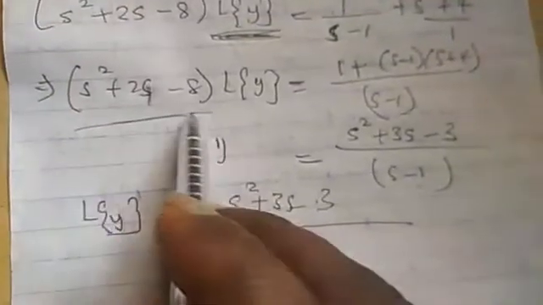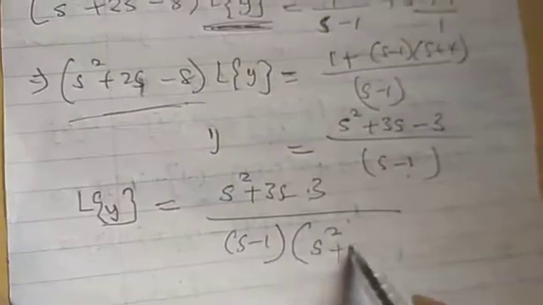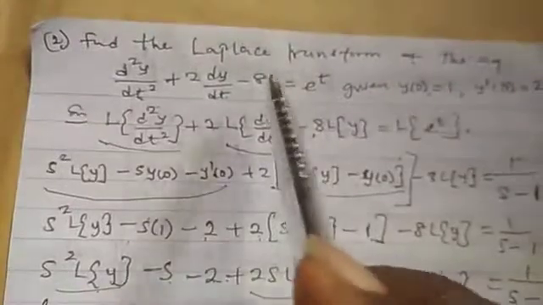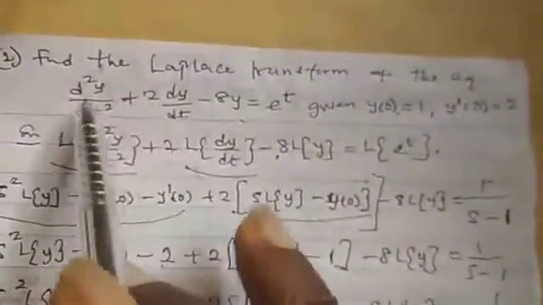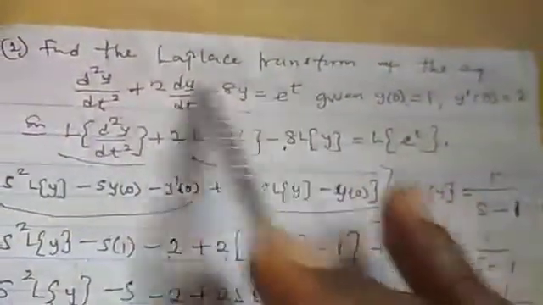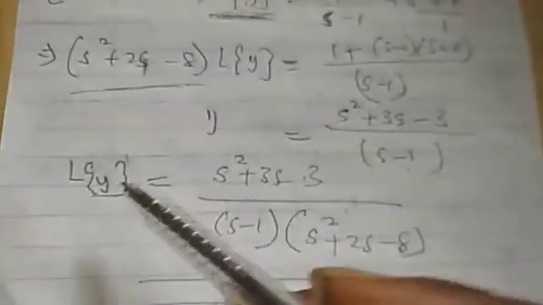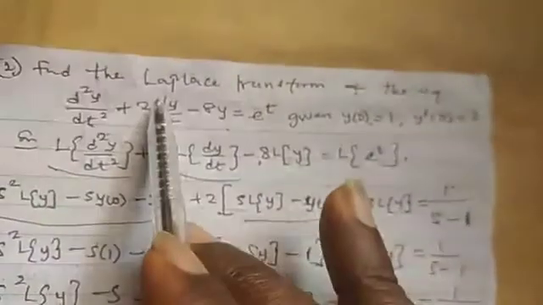When this one comes to the other side, it will become s squared plus 2s minus 8. So that is our answer. So this is the Laplace transform of this derivative. We have successfully found the Laplace transform of this differential equation. The beauty of Laplace transform is that we can find the solution of this differential equation.